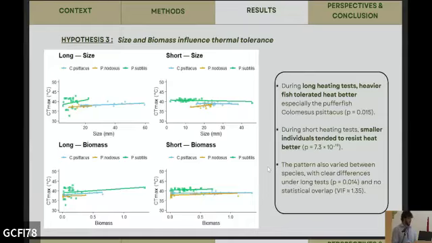And for the third and last hypothesis, size and biomass will influence thermal tolerance. Here, some quick regression. What we found was that during long heating test, heavier fish tolerated heat better. Just keep in mind that my individuals are really, really tiny, so the difference in size is really high between individuals. And during short heating test, smaller individuals tended to resist heat better.